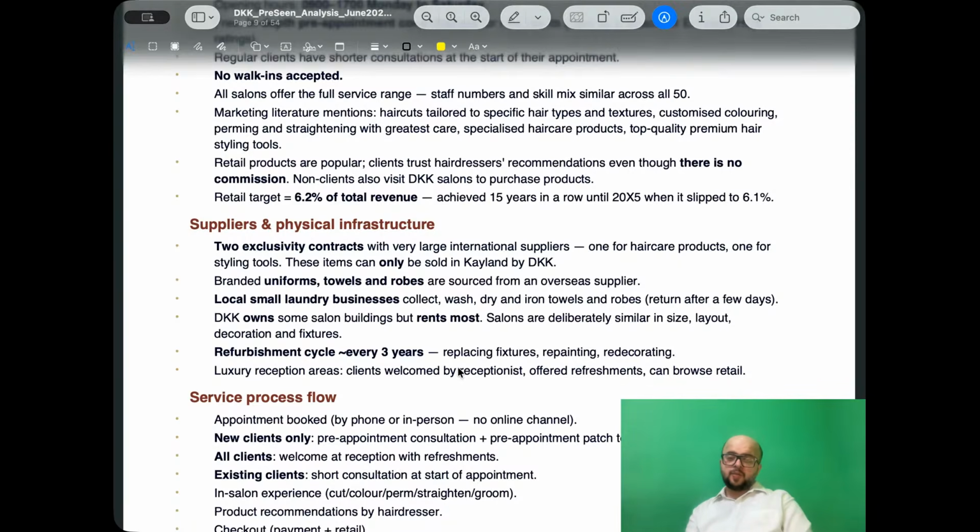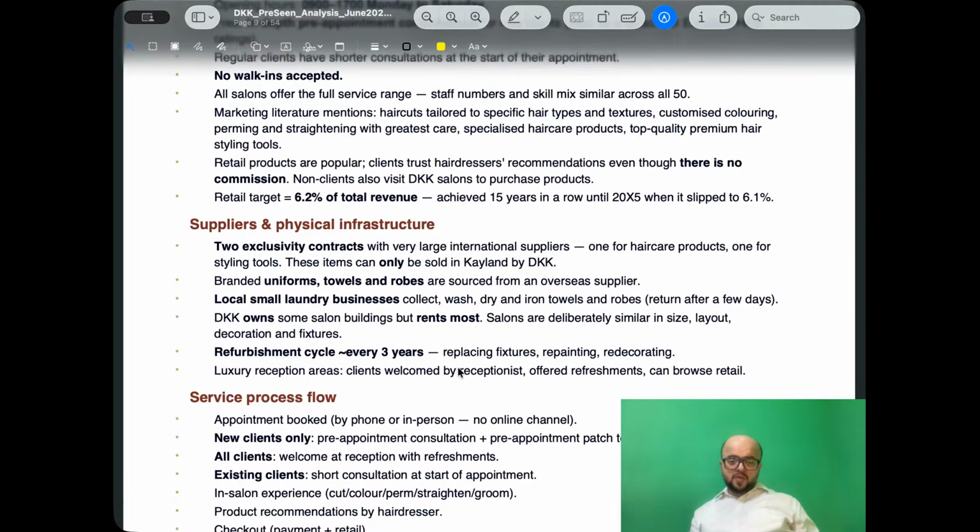Then there are two exclusivity contracts with very large international suppliers, one for hair care product, one for styling tools. These items can only be sold in Kalen by DKK. Branded uniforms, towels, and robes are sourced from an overseas supplier. So uniforms and all of these things are purchased from an overseas supplier. You have exclusivity for two, one for hair care product of an international supplier, and another one for styling tools, like your Dyson, all of those things, equipment basically.